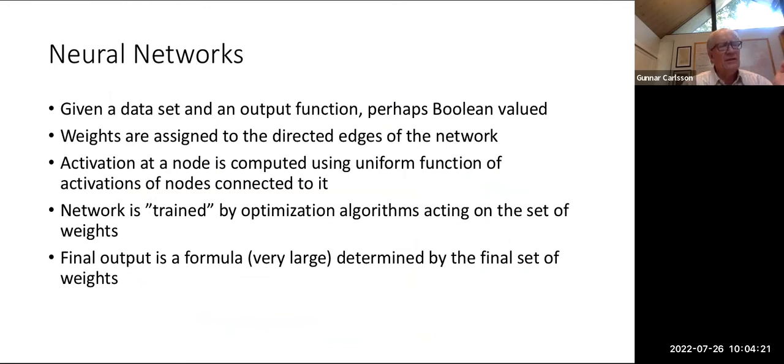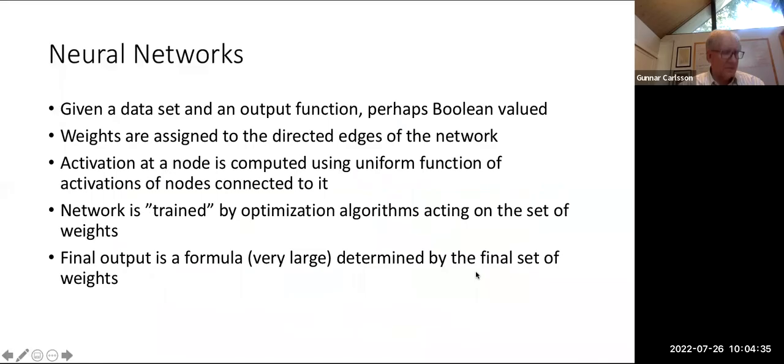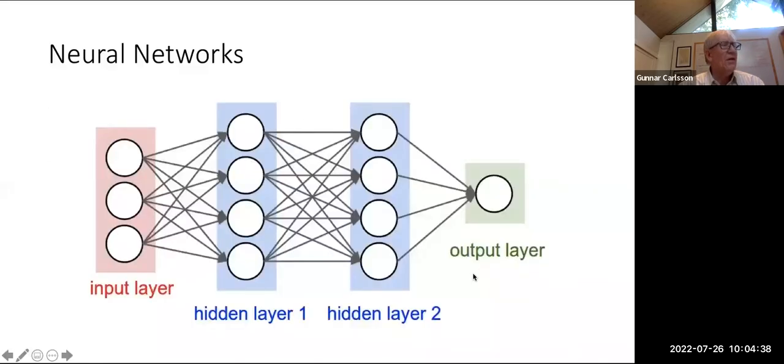Just to summarize how it works, you're given a data set and an output function, maybe a Boolean valued one, and weights are assigned to the directed edges of the network. So all of these edges are assigned numbers, which are called weights. There's a large number of them. What I'm showing here is a very small network. The networks are typically much bigger than this.